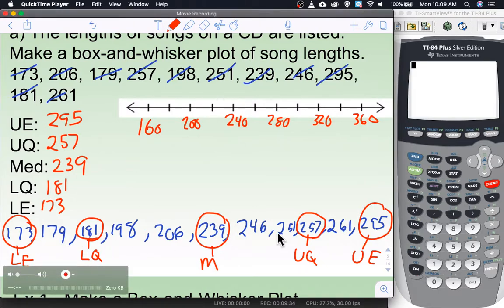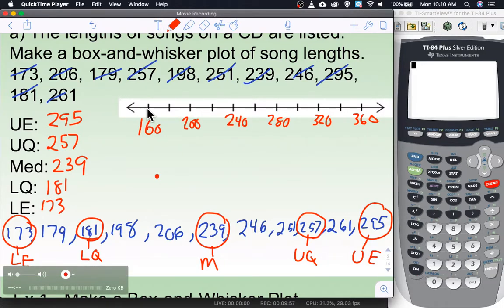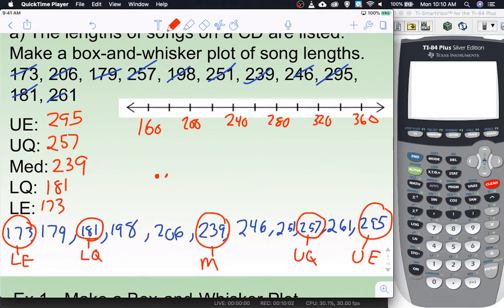Now, we're going to take each of these 5 points, they're the same 5, and we're going to plot them down here, not on our number line, down here in the middle of nowhere. Box and whisker plots, the actual box and whisker is not on the number line. So this is an estimation. So 173 is like here. This is 180, this is 160, so 173 is in the middle. And then 181, 239, 257. Oopsie, that should be over a little more.